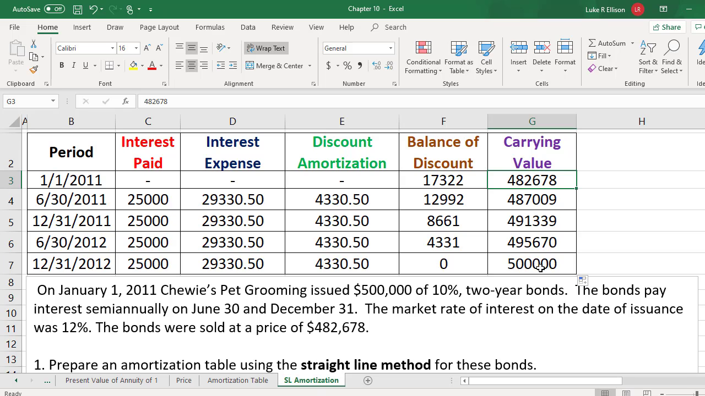Now I just want to note here, if you were to have a premium on the bonds, then this number would actually have to be decreasing. So it would start maybe at 520,000, and then you'd be subtracting the premium amortization in that case.